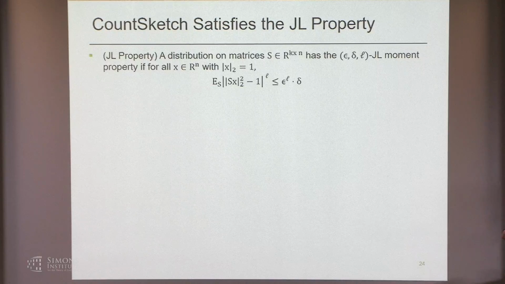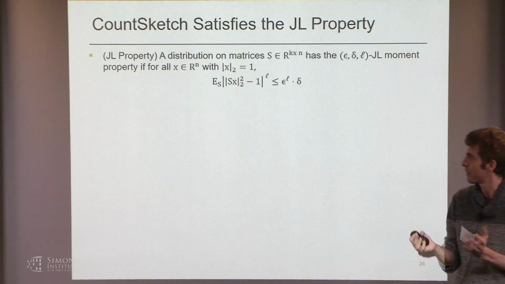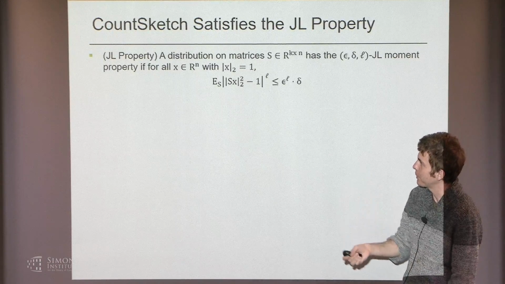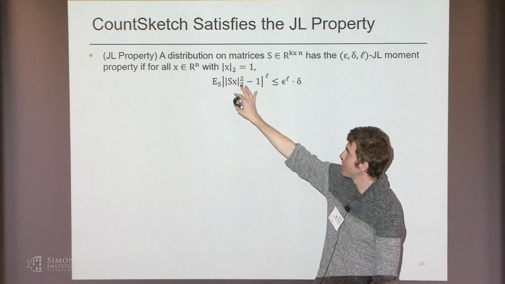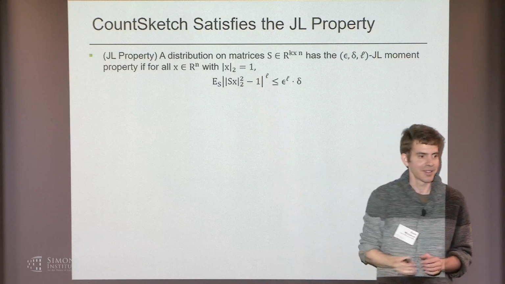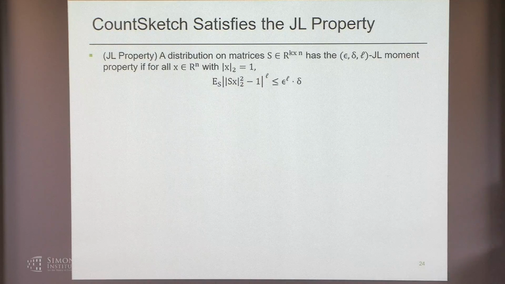Okay, so CountSketch satisfies the JL property. This is just a statement about applying CountSketch to a vector. We want to bound, we're going to prove this for L equals 2. So we just want to bound the expected value of the squared norm of Sx minus 1 squared. And this really can't be that hard, right? I mean, this is just.